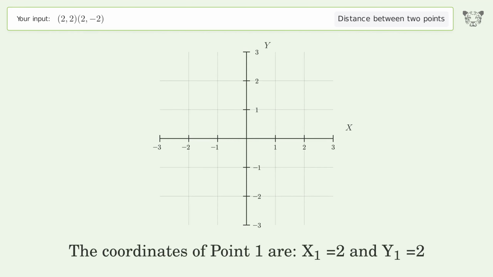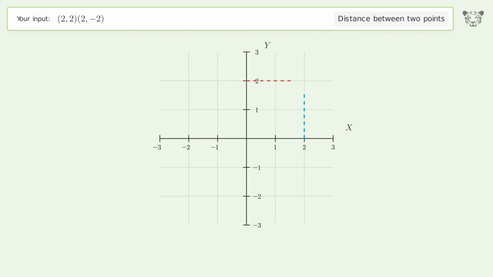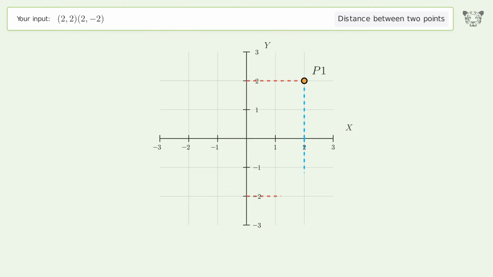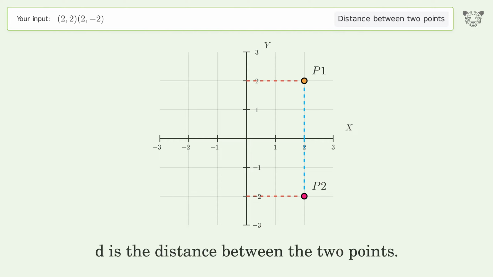The coordinates of point 1 are x1 equals 2 and y1 equals 2. The coordinates of point 2 are x2 equals 2 and y2 equals -2. D is the distance between the 2 points.